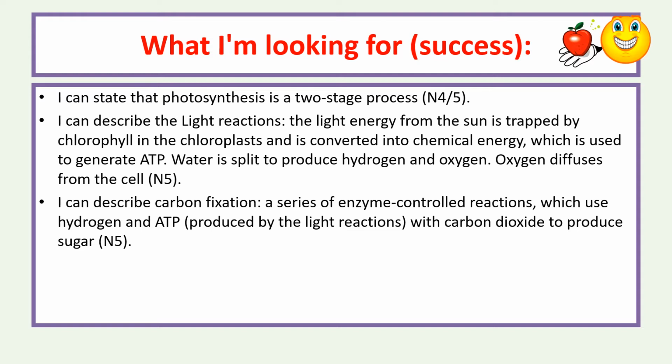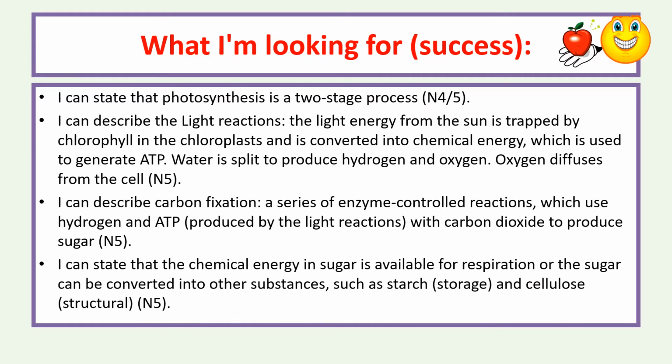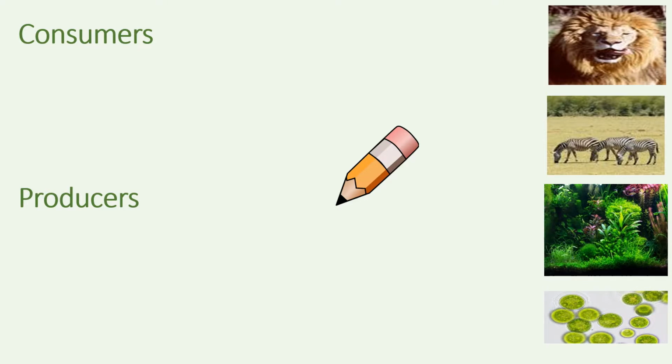Then finally you'll be able to state that the chemical energy in sugar is available for respiration or for the sugar so it can be converted into other substances such as starch for storage and cellulose for structure. Can you remember what the words consumer and producer mean? Pause the video and try to write out the answers.